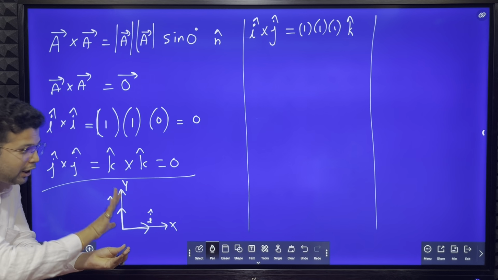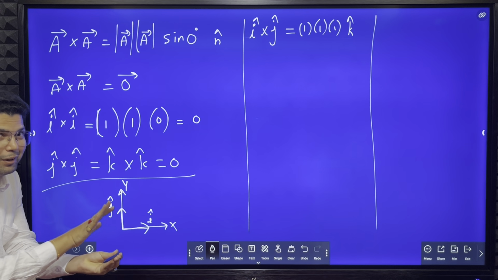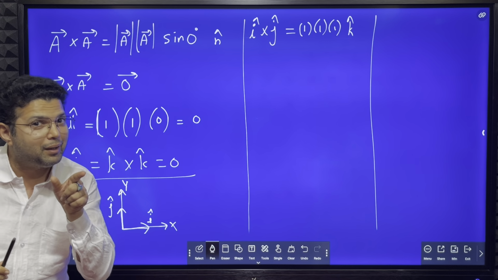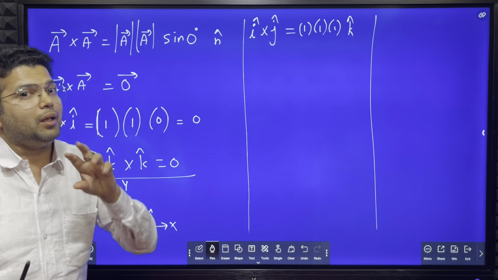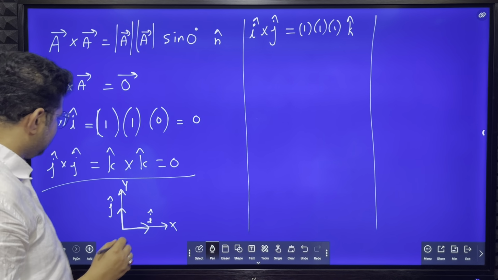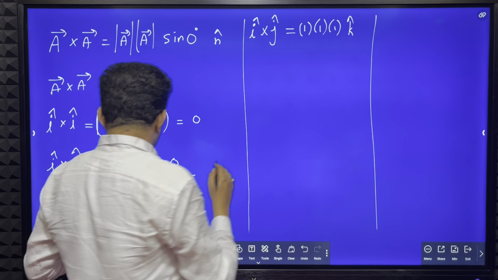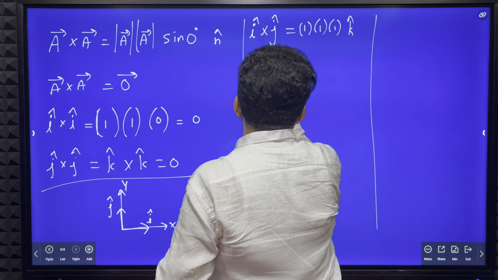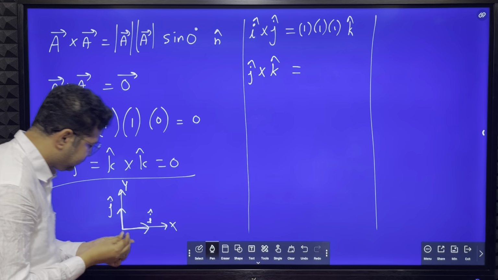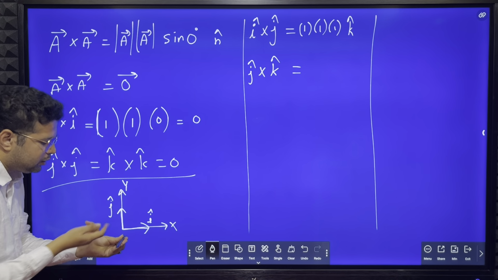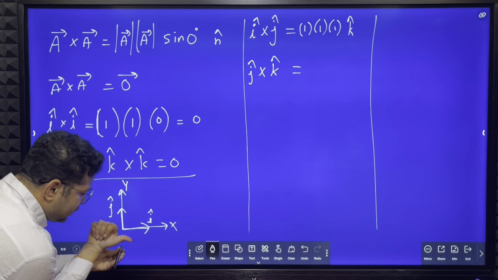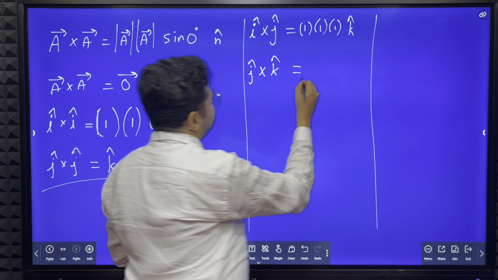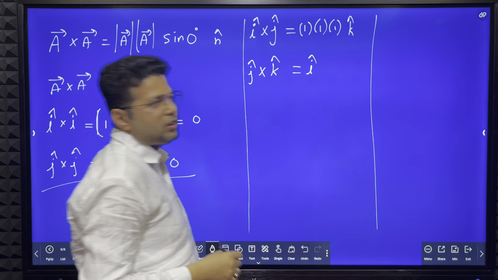So if you do j cross i, it will be minus k. It will be in the opposite direction, because A cross B is not equal to B cross A. A cross B equal to minus B cross A. Okay, i cross j. If I do j cross k, what happens? This is i, this is j, this is k. j cross k will give you i cap.